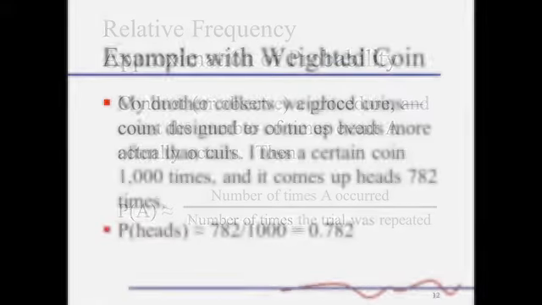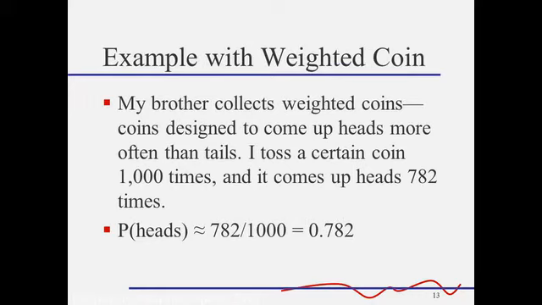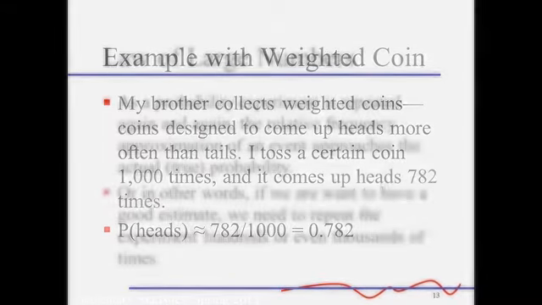My brother collects weighted coins. Coins with 2 sides, both heads and tails, but weighted so that heads comes up more often than tails. The way to make a guess at the probability is to flip the coin many times and see how many times it comes up heads. So suppose I flip the coin 1,000 times and it comes up heads 782 times. So my best guess at the probability of heads is 782 divided by 1,000, or 0.782.